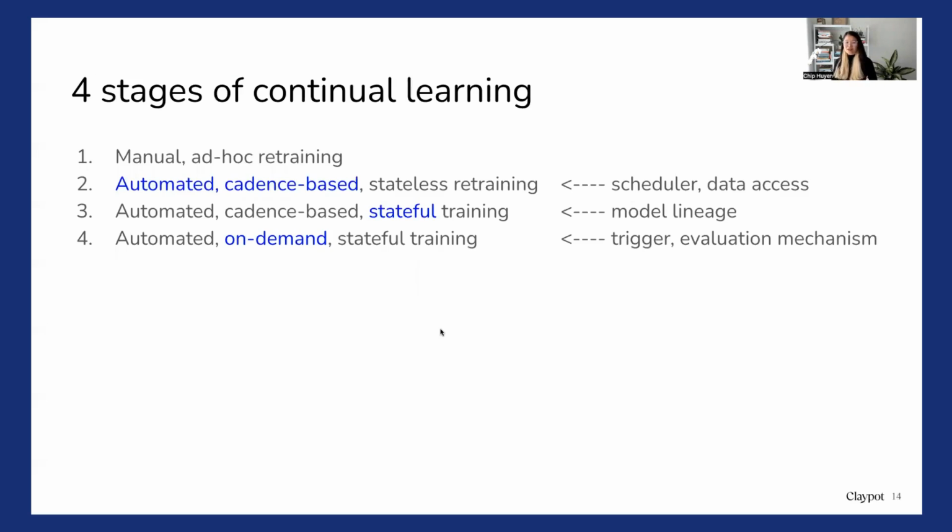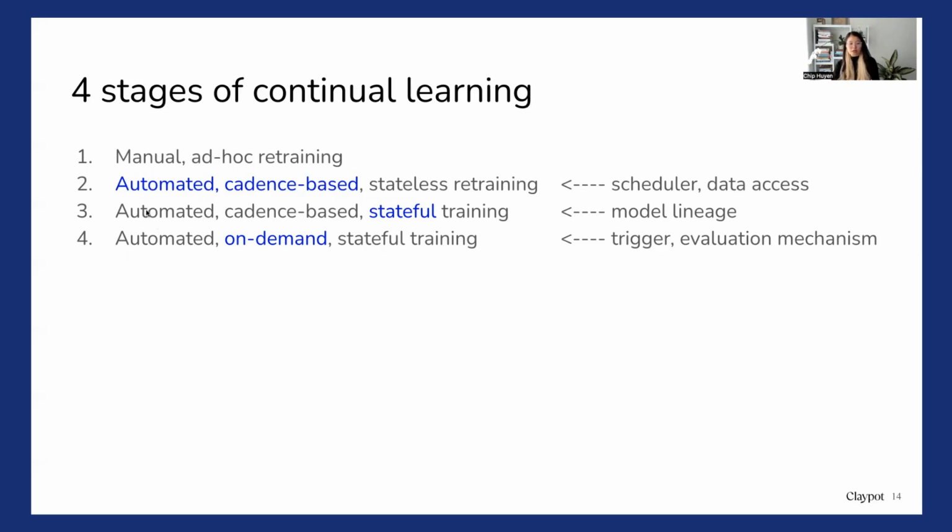So people think of continual learning as something that means we have to update the model every 5 minutes or every 10 minutes, which is not really the case. Continual learning just means that we have a way to automate the model retraining. We can do it on demand, and we can do it stateful or stateless.